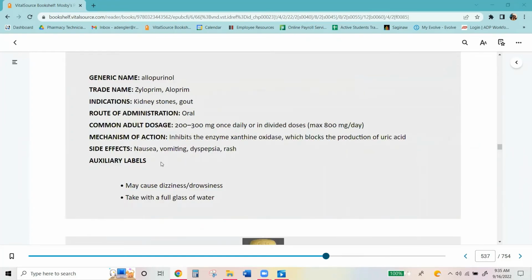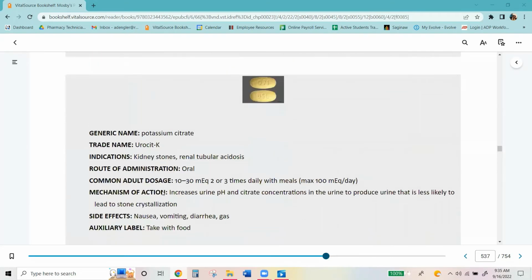We have the medication allopurinol, which is indicated for both kidney stones and gout. We have Urosic K, which is indicated for kidney stones and renal tubular acidosis.